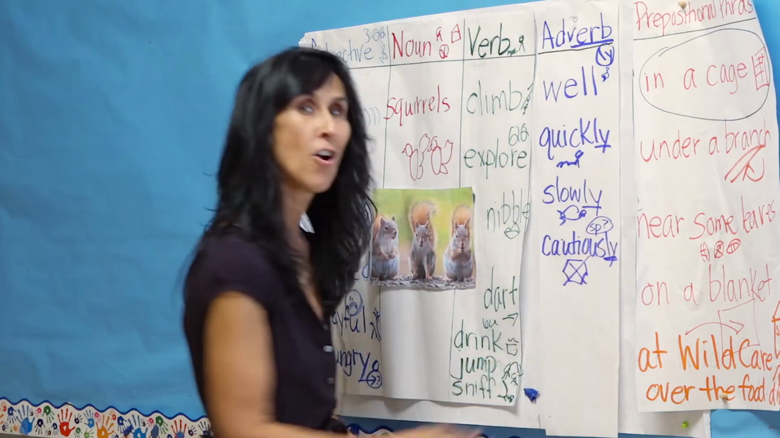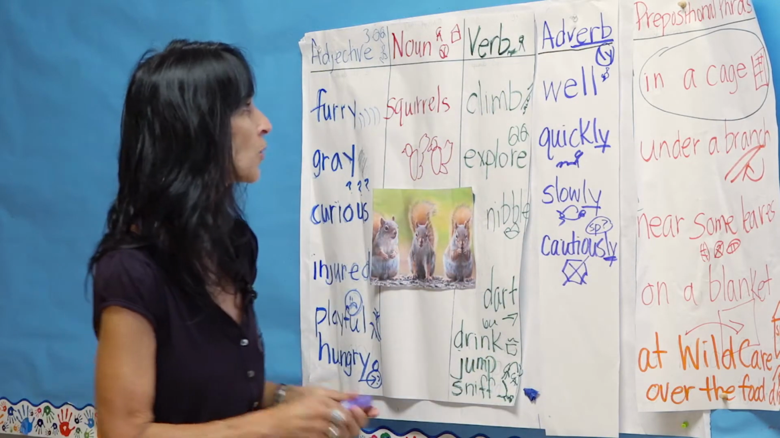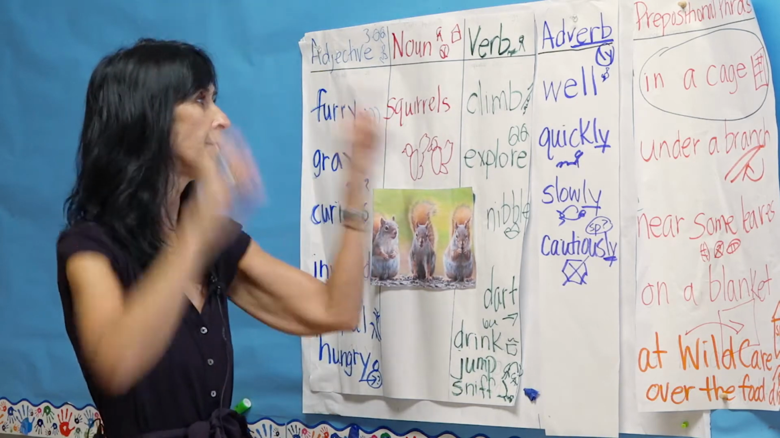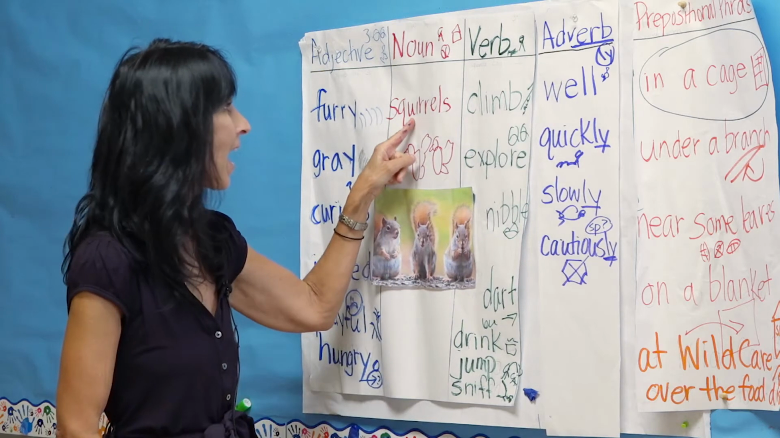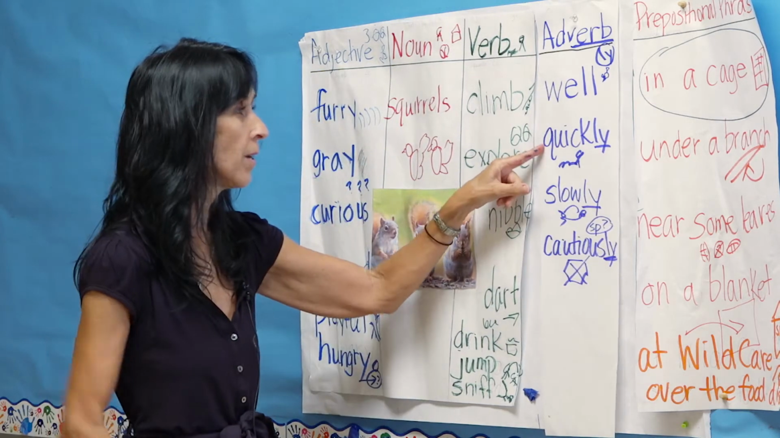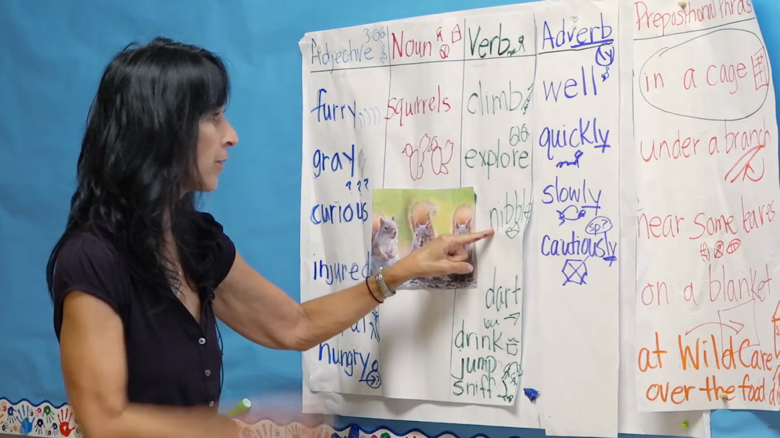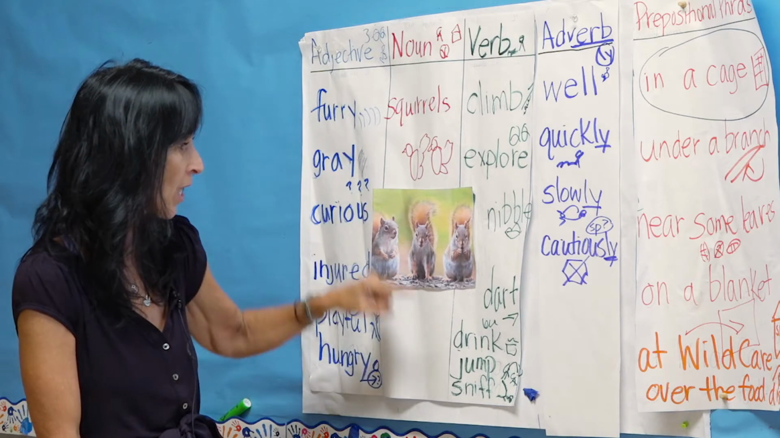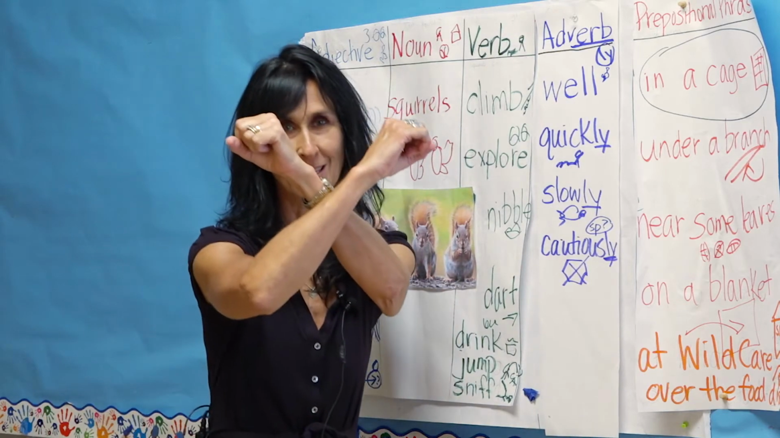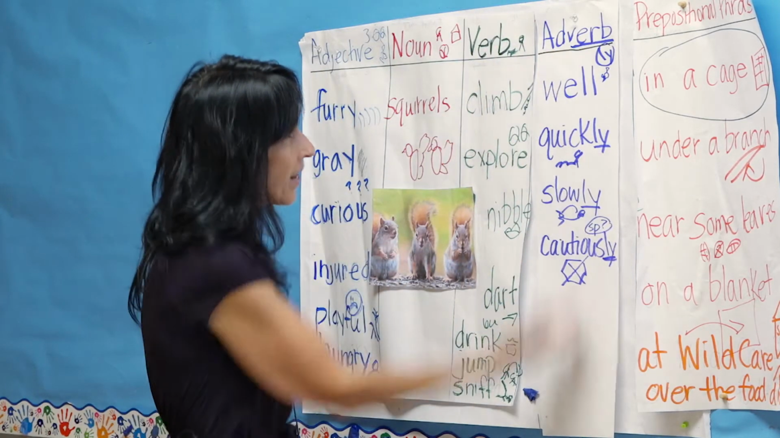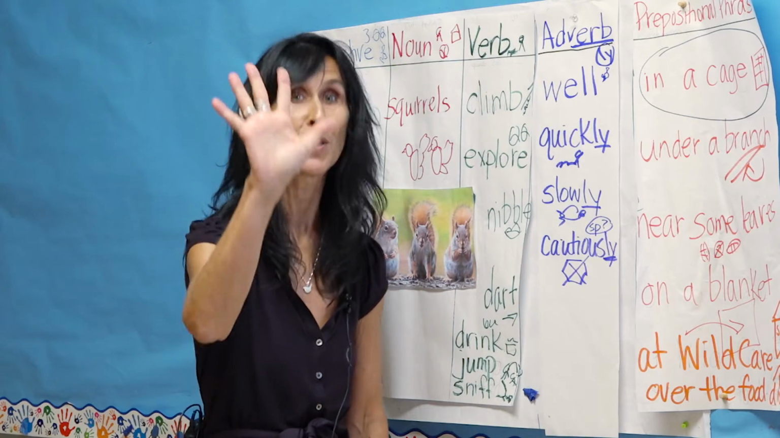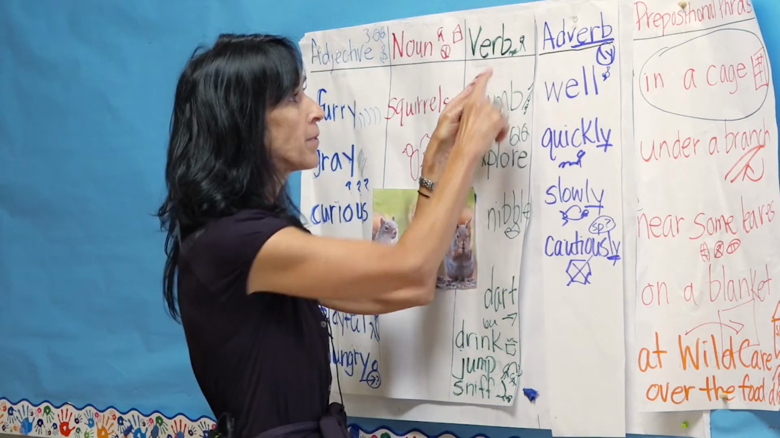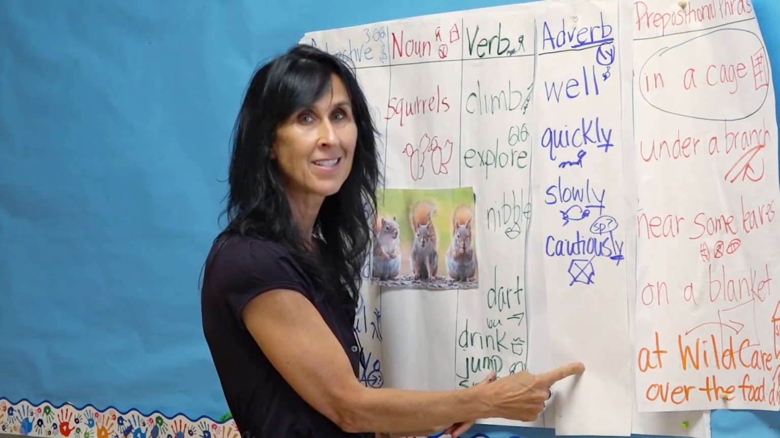So now we added our new adverbs. We'll practice just with the adverbs. How can squirrels climb? Well. How can squirrels explore? Quickly. How can squirrels nibble? Slowly. And how can squirrels drink? Cautiously. So we added our adverbs. Now we've got 5 parts of speech. This part of speech is an adverb. It describes the verb. It tells you how an action is done.